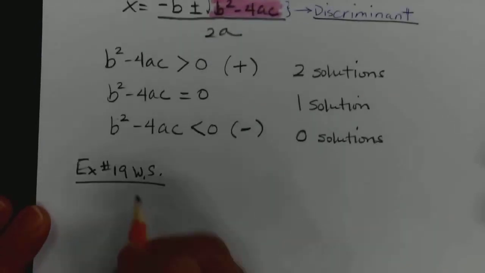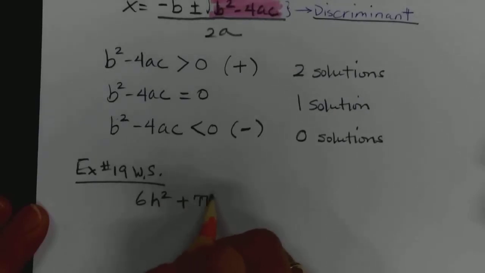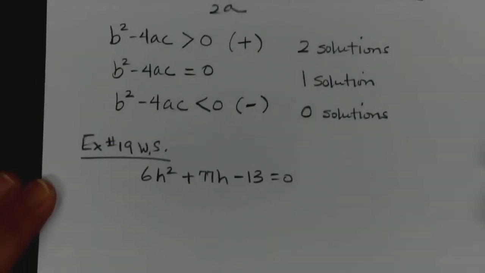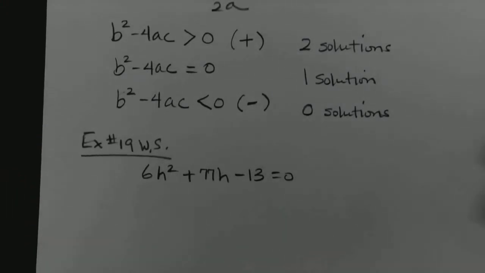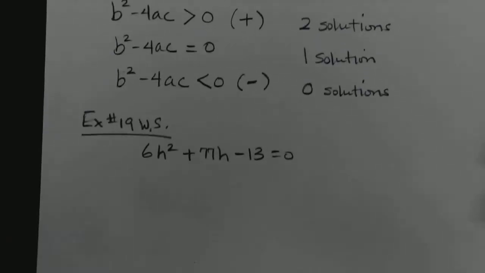Okay, from your worksheet. The numbers are 6h squared plus 77h minus 13 equals 0. I want to know how many solutions I have, because you don't want to waste your time finding the solution if there's no solution, do you? No, right? So what I want you to do today is, we're still working off the same worksheet, but I want you to determine how many solutions there are first by using your discriminant, and then if it's 2 or 1, then I want you to actually find them. Otherwise, if it's no solution, just stop and say there's no solution. Okay? So here we go.